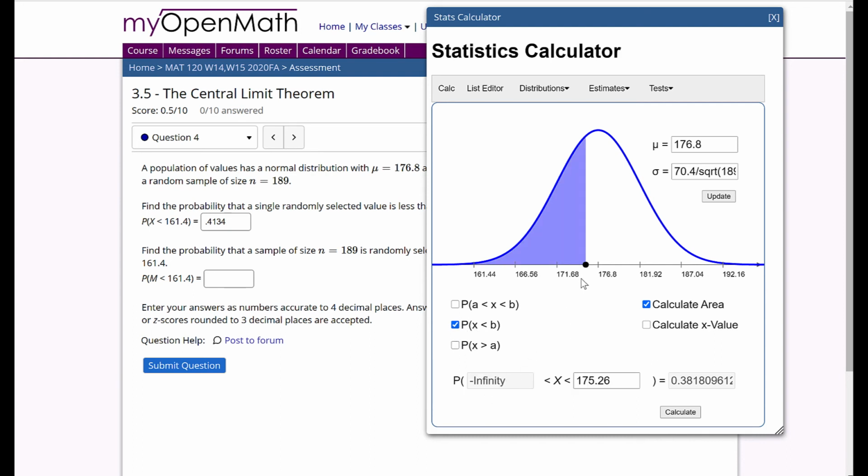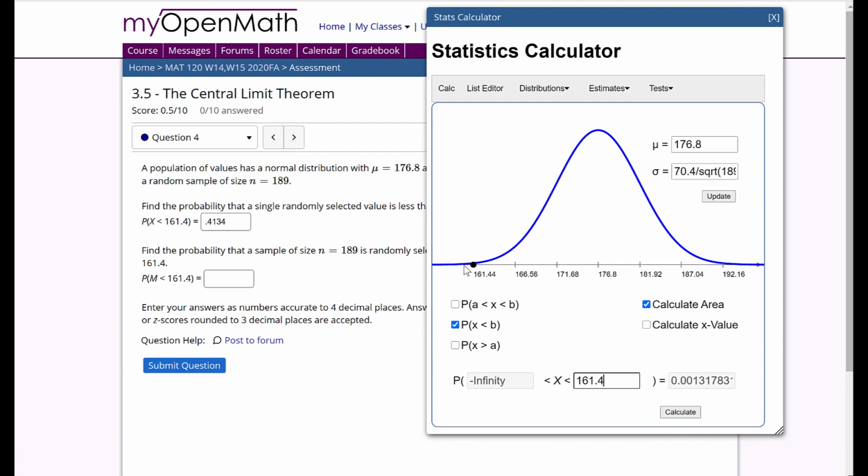All right, but we still want areas to the left, and we're now looking for the area to the left of 161.4, but subject to this new standard deviation. So I could move my cursor down, or move this point down to that point, or I could just type in 161.4 and calculate. And notice that point's really close to that value, so that makes sense. And there's the associated probability.